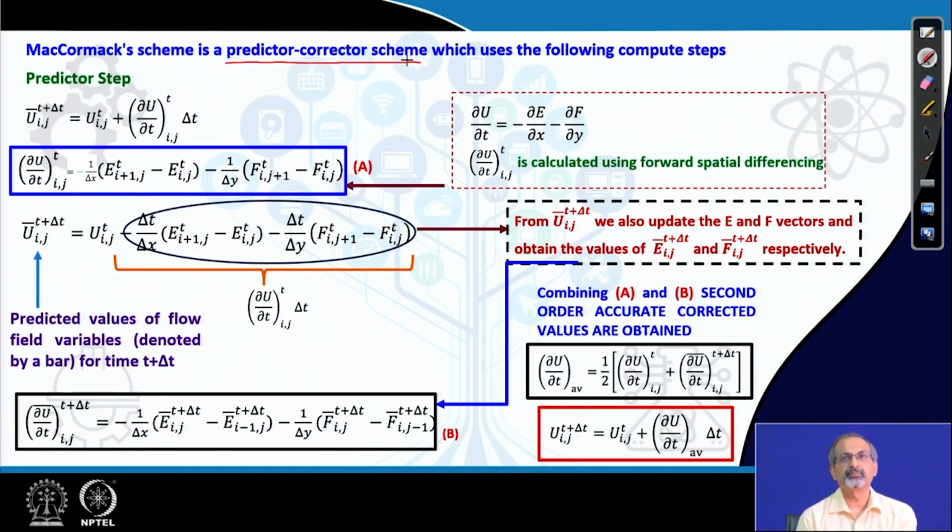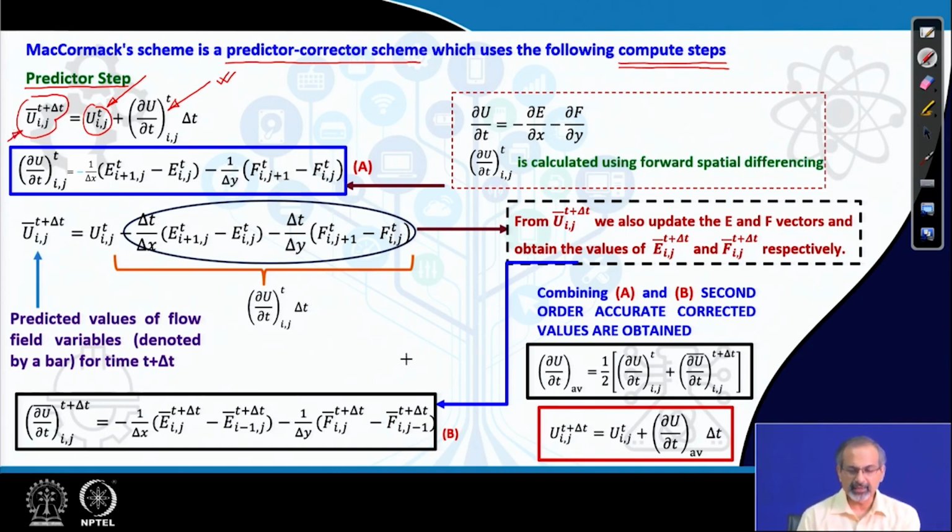So, what are the compute steps that we want to follow? Let us see. There is a prediction step or predictor step that we begin with, where the U bar value indicates the prediction. In order to proceed with that, let us see how we work out the del U del t over here, which is essential, because you know the value of U at time t already. You need to assess what this derivative should be at time t, so that you can do the prediction.